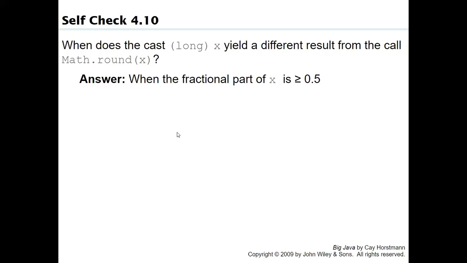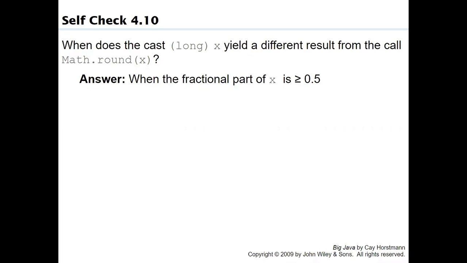When does the cast (long) x yield a different result from a call to Math.round? Well, long is basically a really big integer. It's 8 bytes long, I think, instead of 4. So you can store really huge integer values, whole numbers, in there. And so if the fractional part is greater than or equal to 0.5, then you're going to get a different result, right? Because it's going to round up.